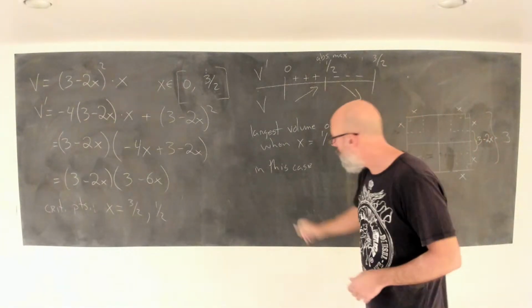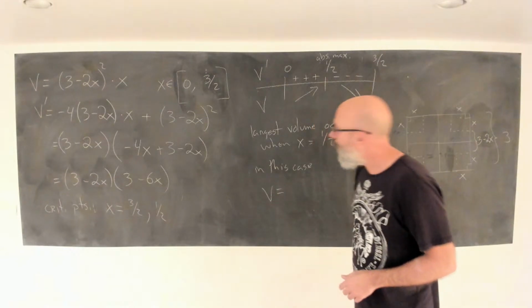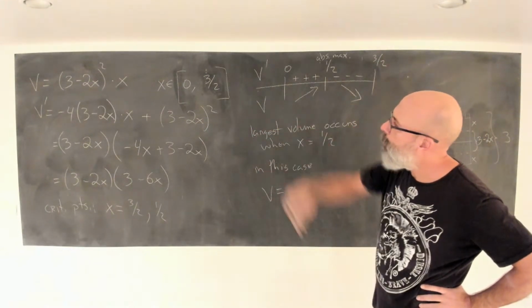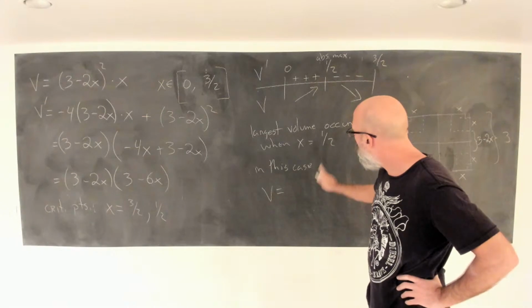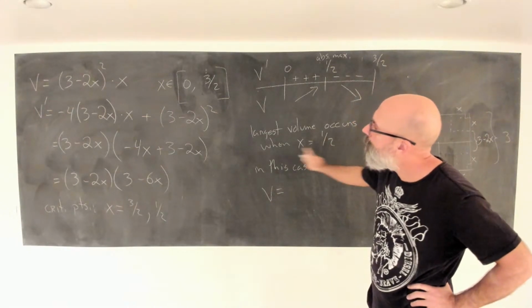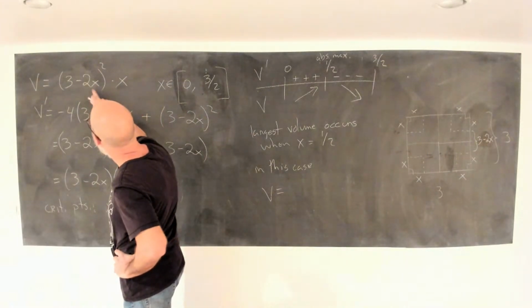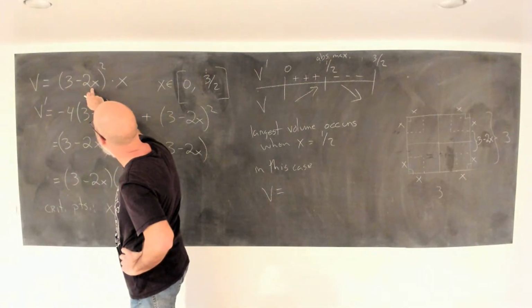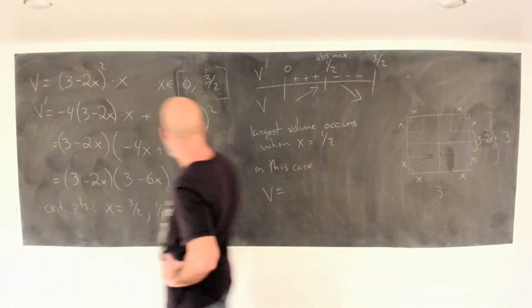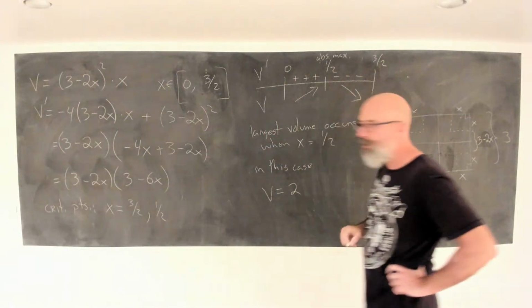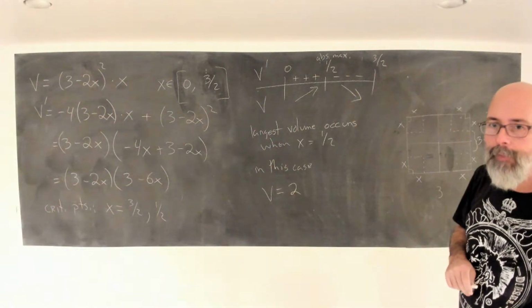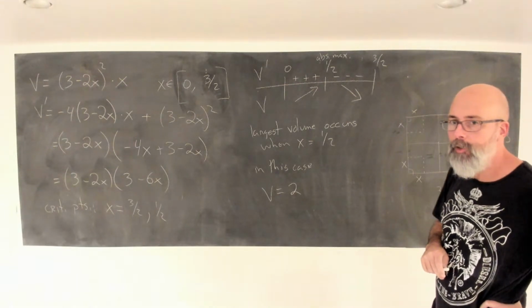We'll discuss the volume formula in a moment there, Morgan. Let's just plug in x equals 1/2. So when x is 1/2, this is 1. 3 minus 1 is 2. 2 squared is 4. Times 1/2 is 2. Absolutely. Thank you, Elizabeth and Zoe.